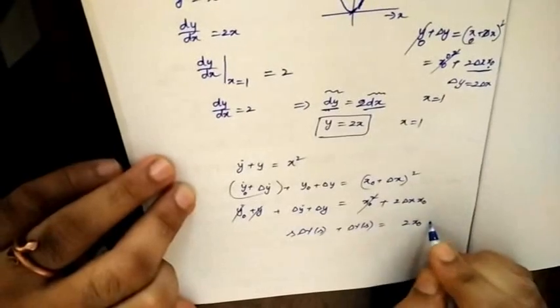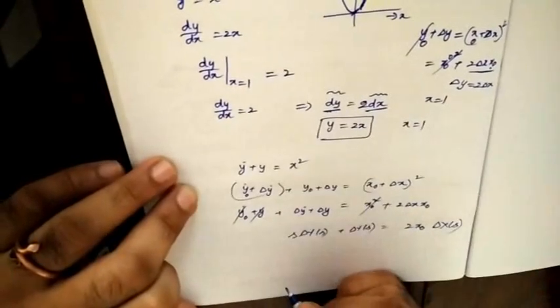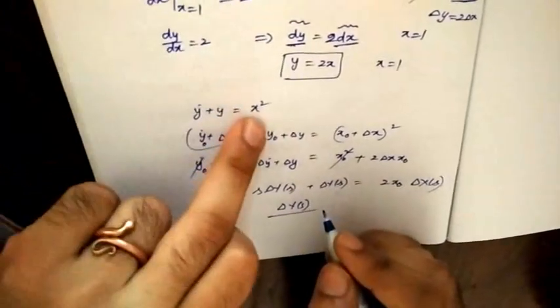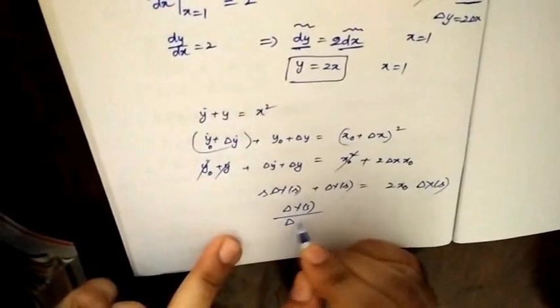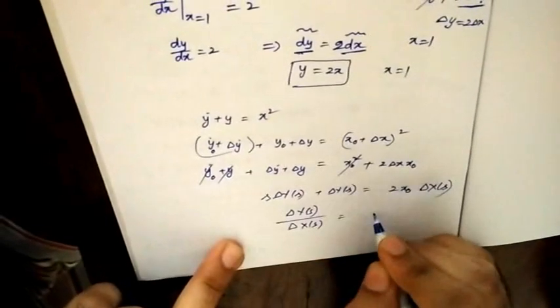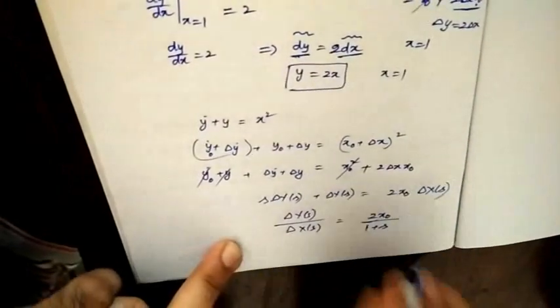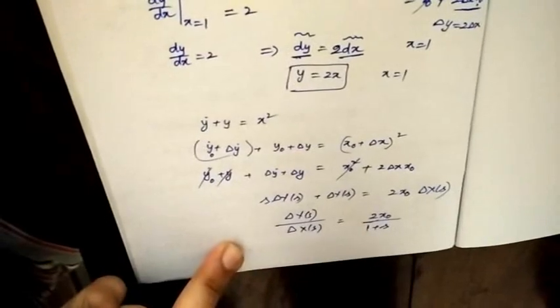So if I take the Laplace transform, it is s delta Y of s plus delta Y of s equals 2 x naught, which is constant, this entire term is constant, times delta X of s. So if I consider x to be input and y to be output, then delta Y by delta X is 2 x naught by 1 plus s. So I am getting the incremental transfer function in this case.